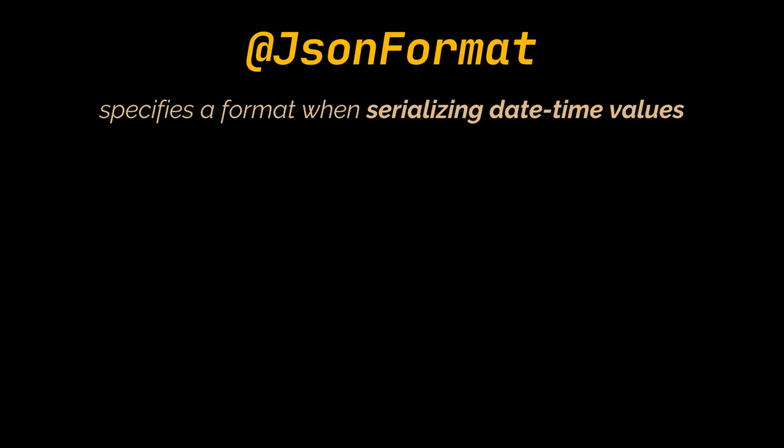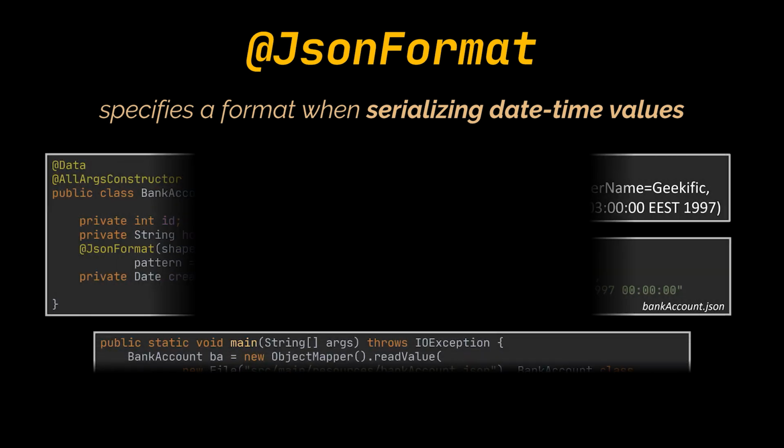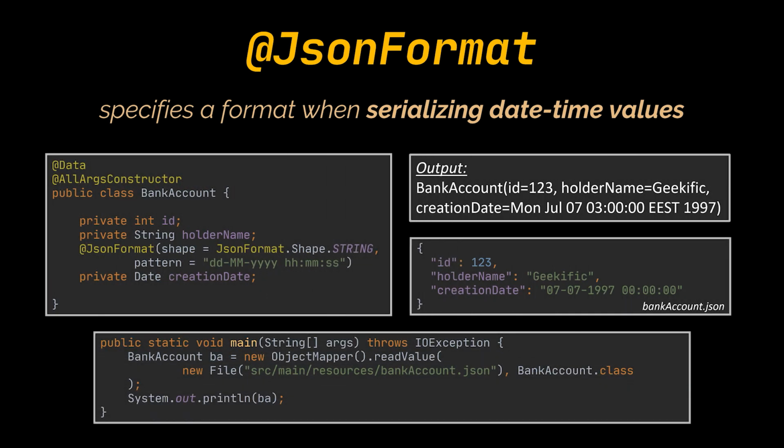Next is the @JsonFormat annotation, which specifies a format when serializing date-time values. In the following example, we used the @JsonFormat to control the format of the creation date attribute. So in the JSON file, we provided a string, but when reading that value into an object, it was correctly mapped to the date class.